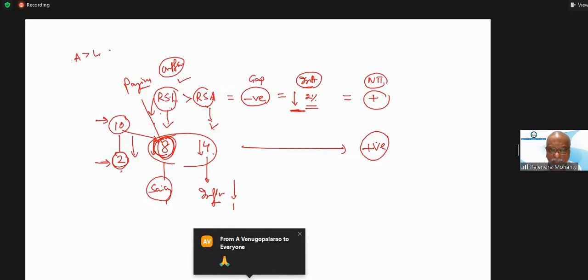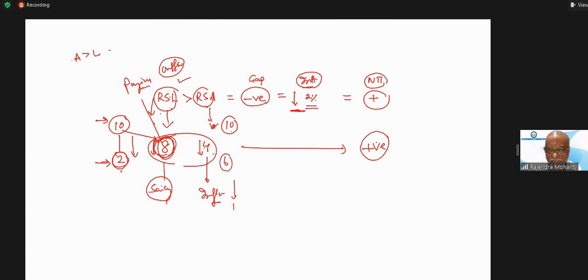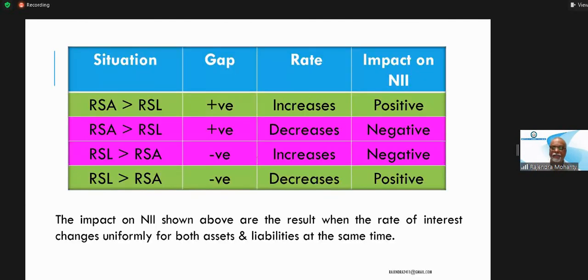In the same case, suppose your earning was 10 rupees earlier. Now it is reduced to 6 rupees. Earlier 10 rupees was your salary. Now it is reduced by 6 rupees, so you are getting 4 rupees. So what will be the impact? Positive impact. You are paying less here, say 8 rupees less, saving 8 rupees. Here your income is less by 4. So 8 minus 4, 4 rupees, your NII will be increased. Whatever the money was there, it is increased by 4 rupees. Okay?